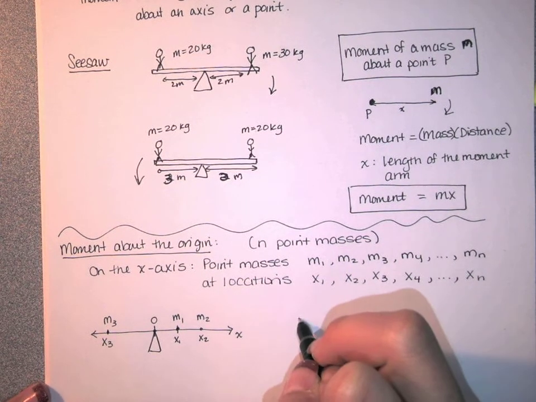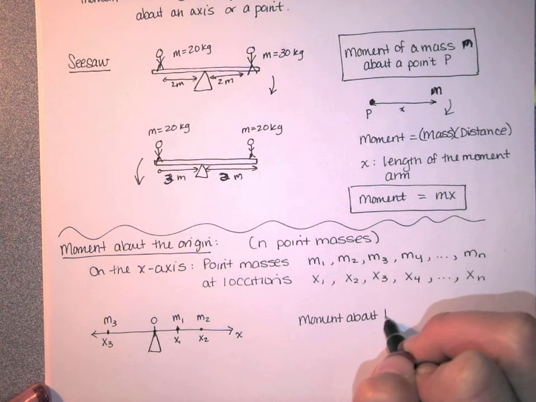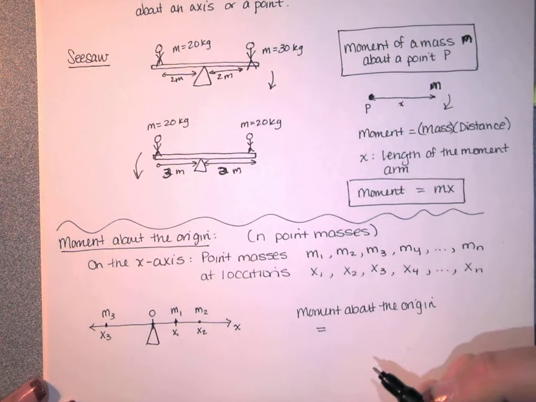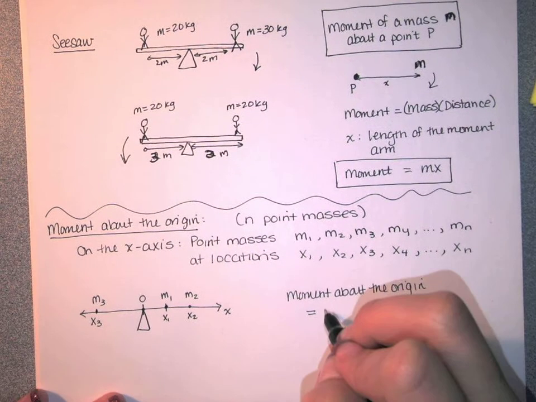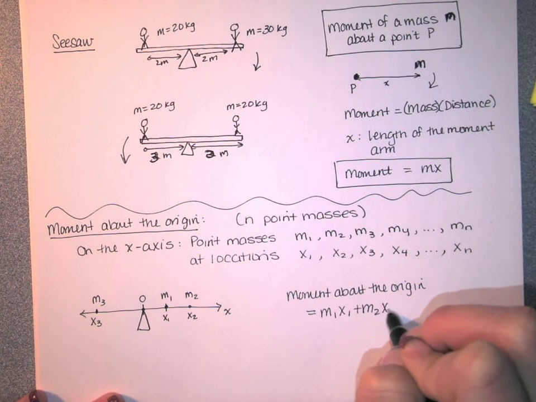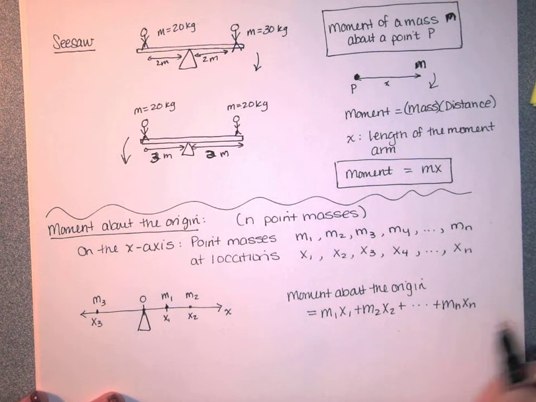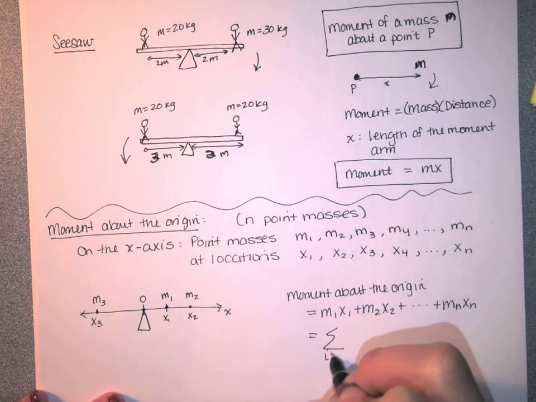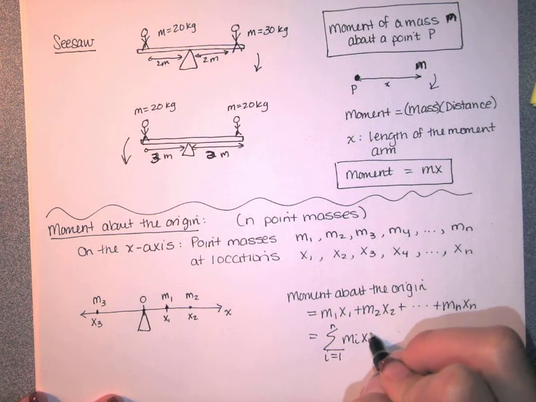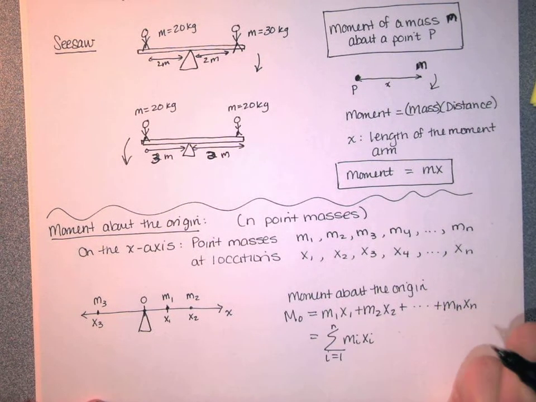The moment about the origin is defined this way. It's m1 x1 plus m2 x2 plus m3 x3 and so on, and then you keep adding to get m sub n x sub n. So that's the sum as i goes from 1 to n of m sub i times x sub i. Now the shorthand notation that we use for this is M sub 0 for moment about the origin.